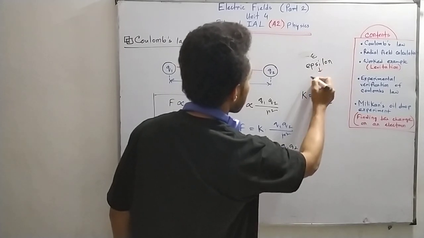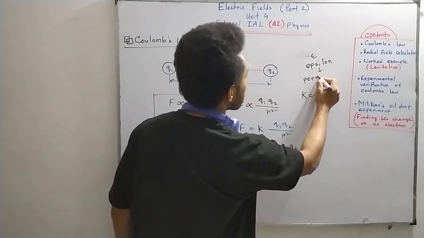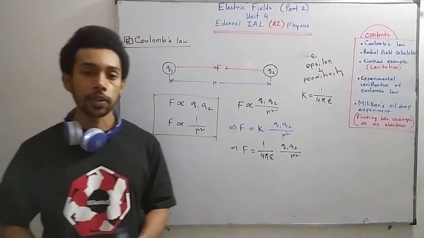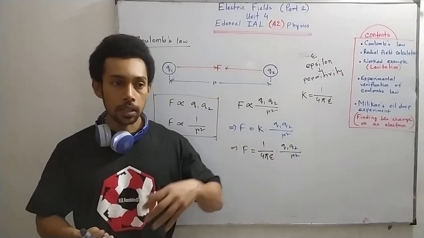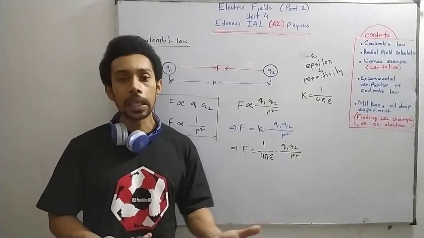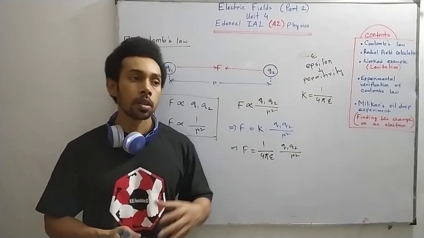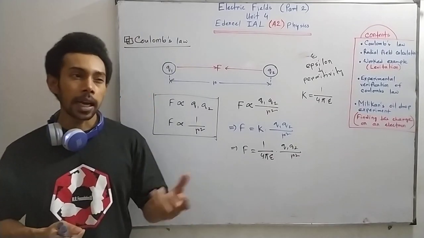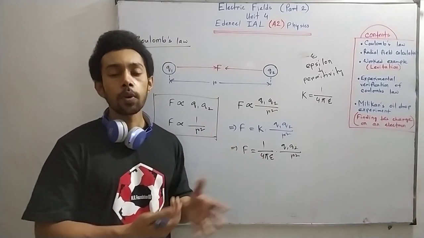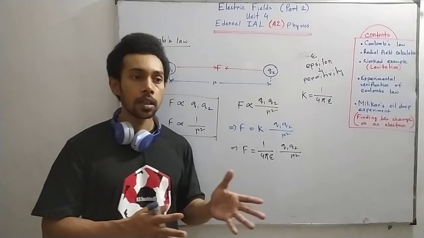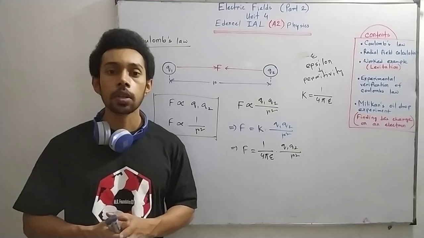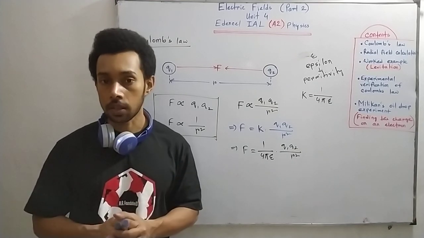Epsilon stands for permittivity. So what is the permittivity? Permittivity stands for a medium in which the force of attraction or repulsion is acting, and the force of attraction or repulsion is acting because of an electric field produced by the charges on the objects.